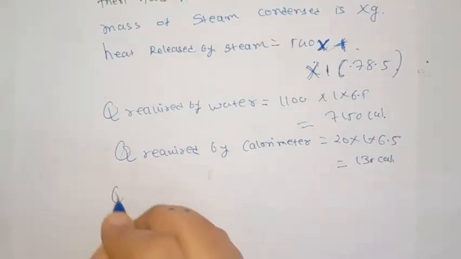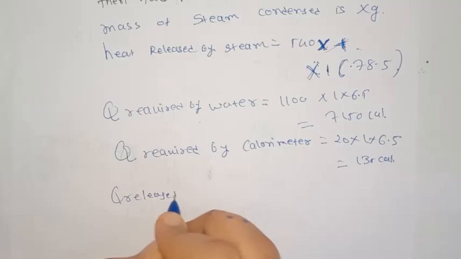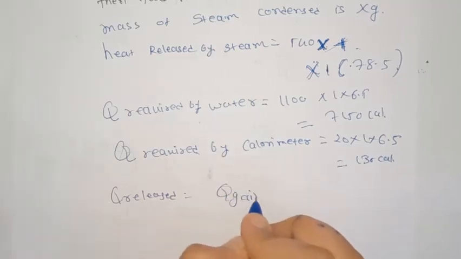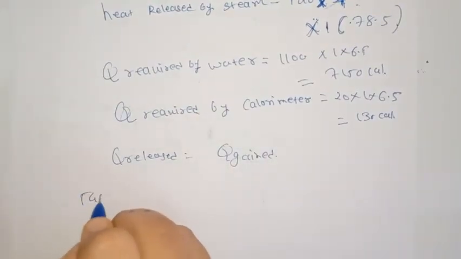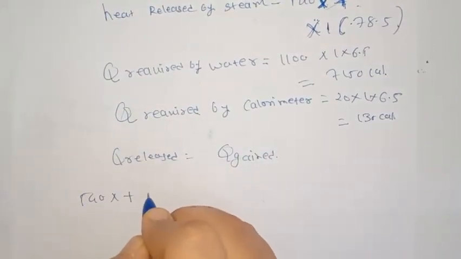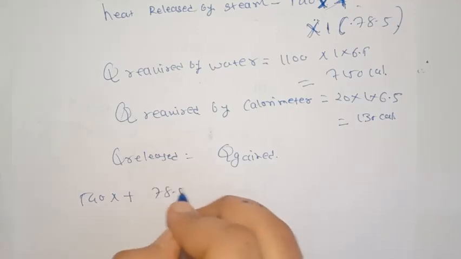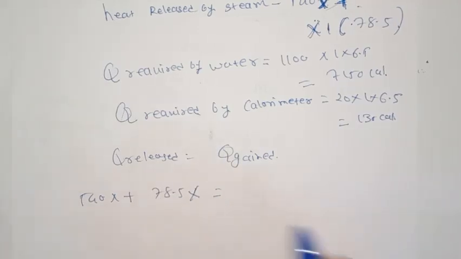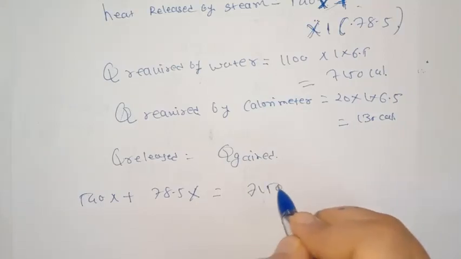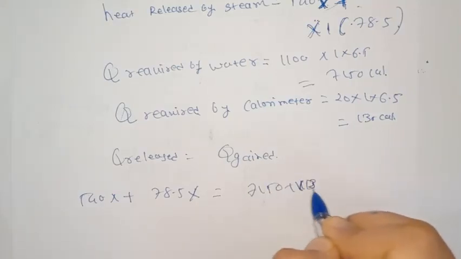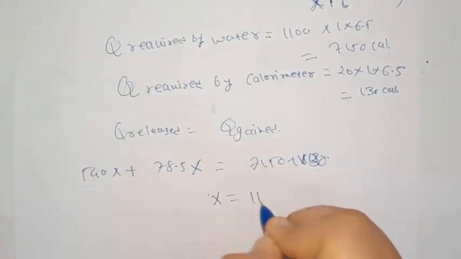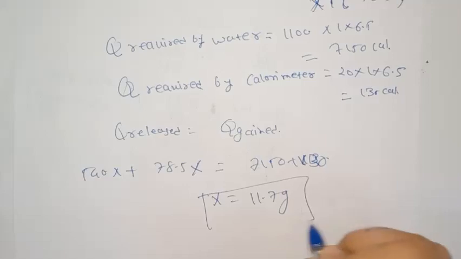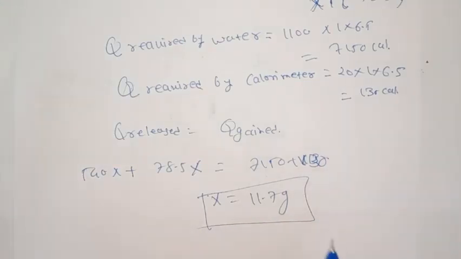So Q released is equal to Q gained, according to the principle of calorimetry. So Q released will be 540x plus 78.5x, which is equal to 7150 plus 130. Simplify this, we will get x is equal to 11.7 gram. So this much amount of steam will be condensed.